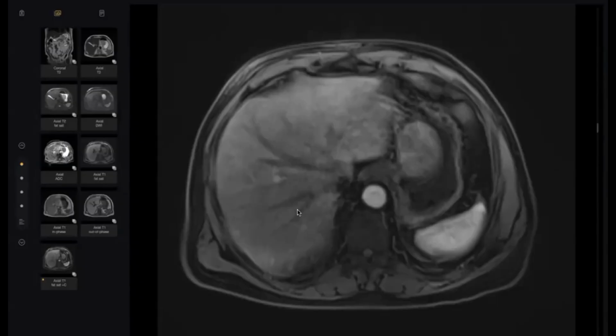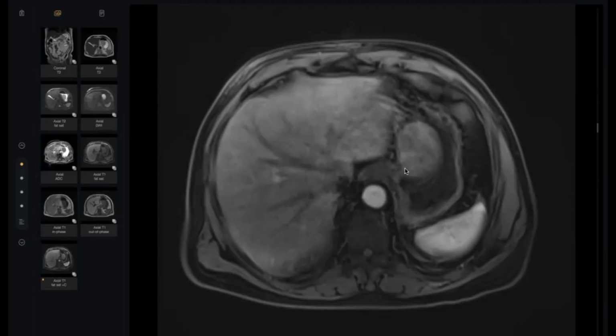What else? Other possibilities can be GIST. Obviously, and another possibility can be any. Does the location of this lesion move with the change in position of the patient? Then it can be even, but it doesn't look like any basal. What do you mean by GIST?